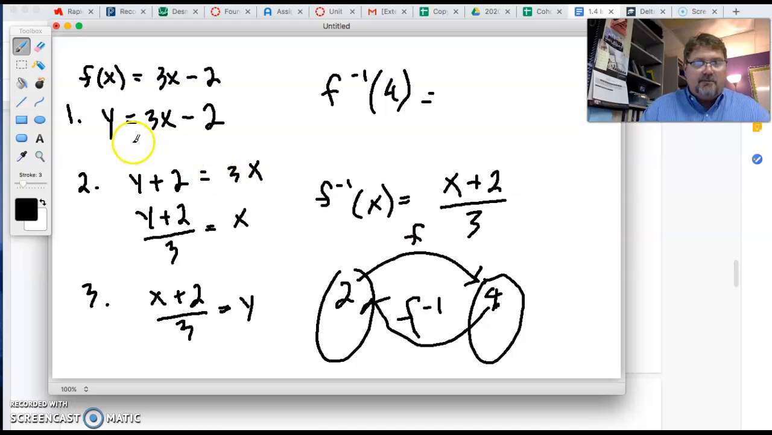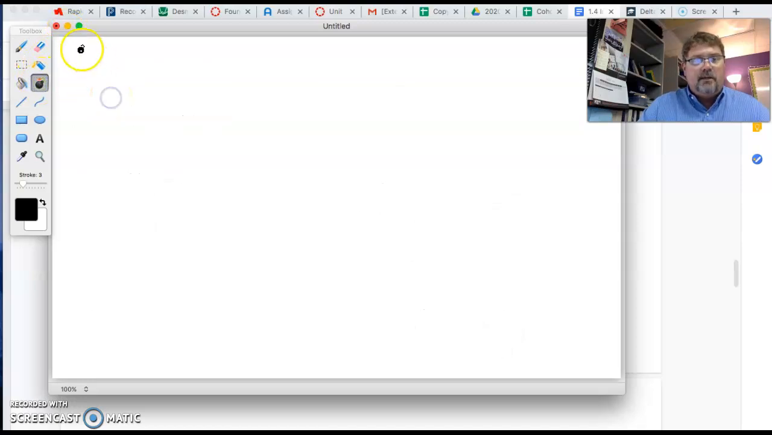Just follow the steps. Step 1, take off the f of x notation. Step 2, solve for x. Step 3, interchange x and y. Then finally, just replace this y with f inverse and test if you're in a pinch and you don't want to get something wrong, test it. Okay? I think in this video we have time for one more.